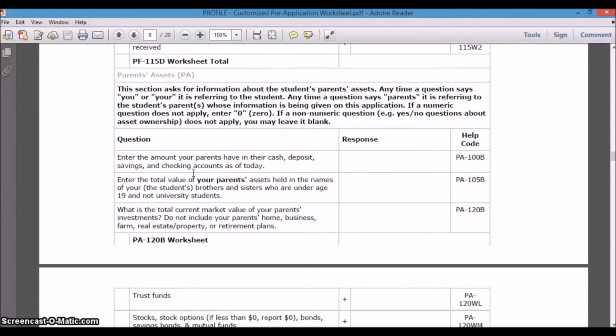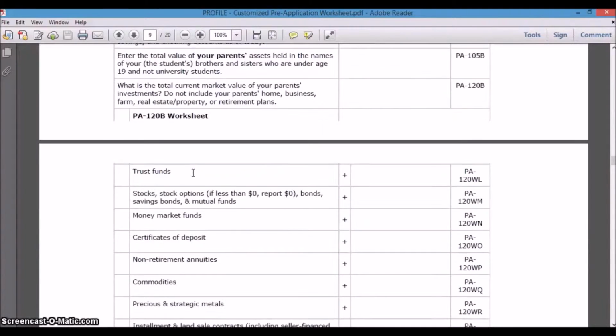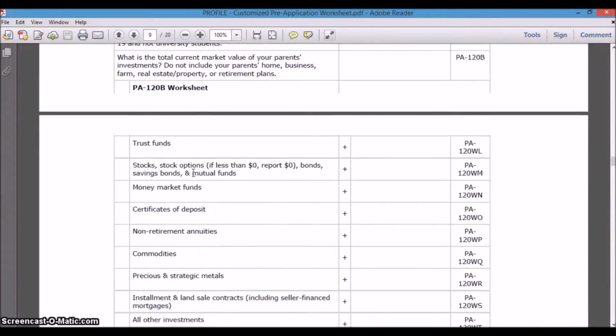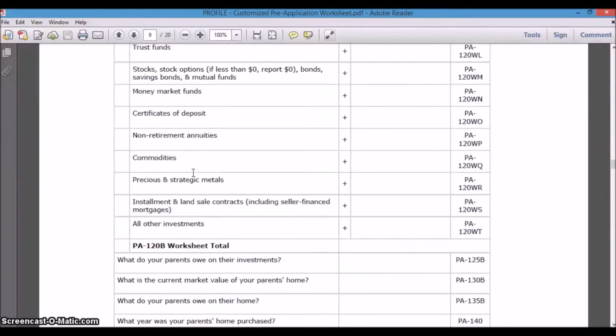So there are special bars for this: trust funds, stocks, stock options, which don't really apply, money market funds, certificate of deposit, and so on. Just what you have to make sure is you have to discuss with your parents which one of these apply to you, and then put down the monetary amount.